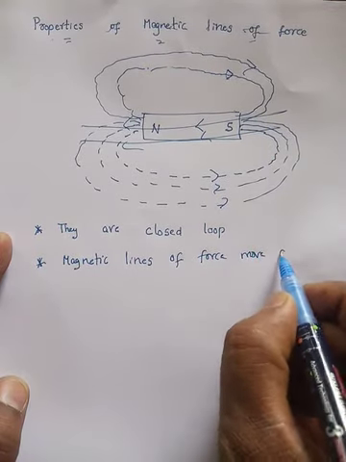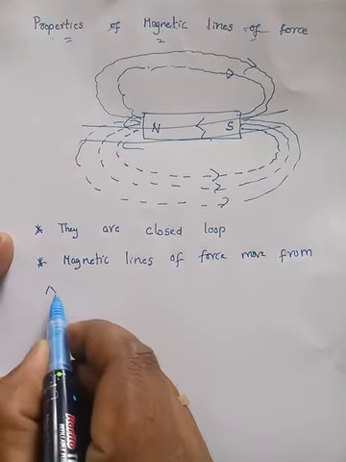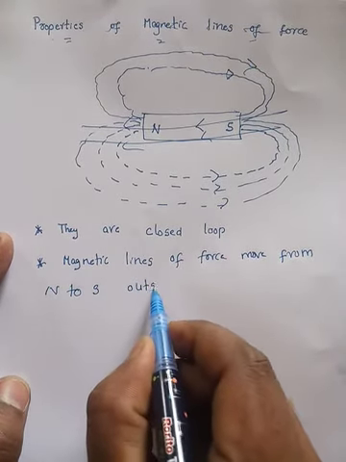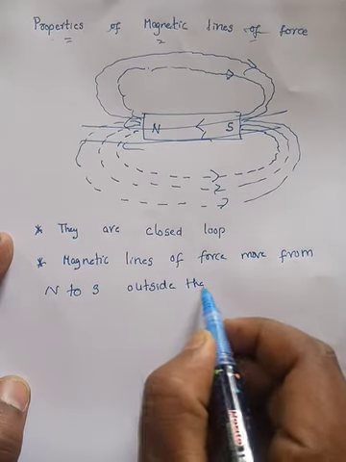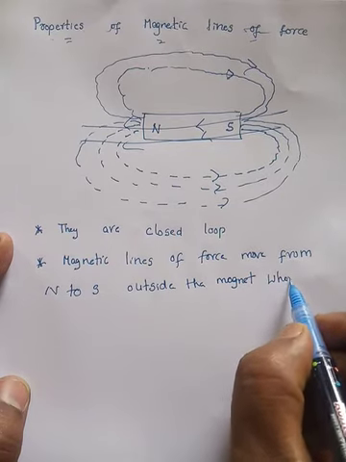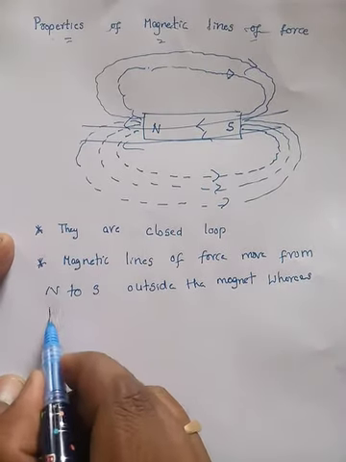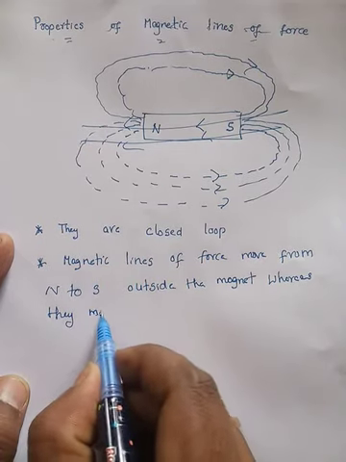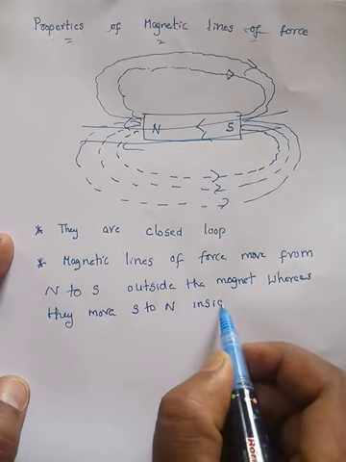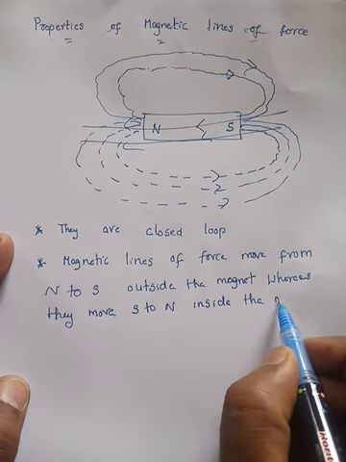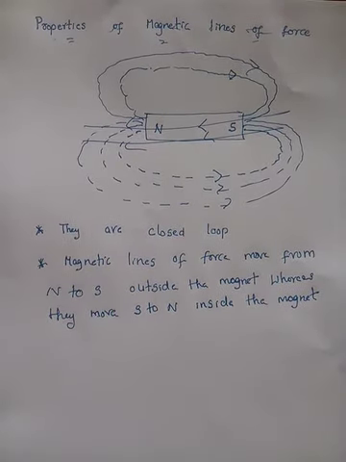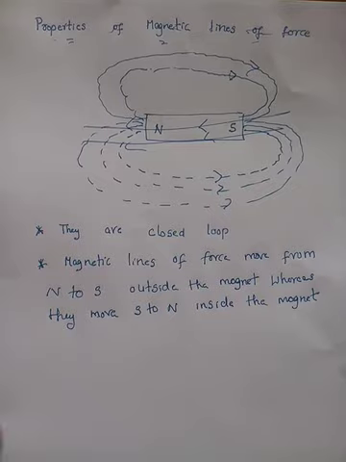So magnetic lines of force move from north to south outside the magnet, whereas they move from south to north inside the magnet. So this is a property of magnetic lines of force.